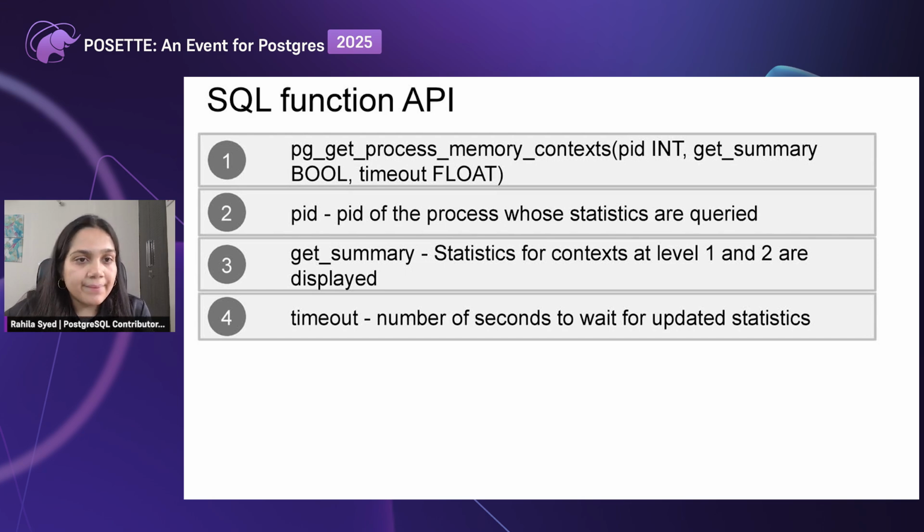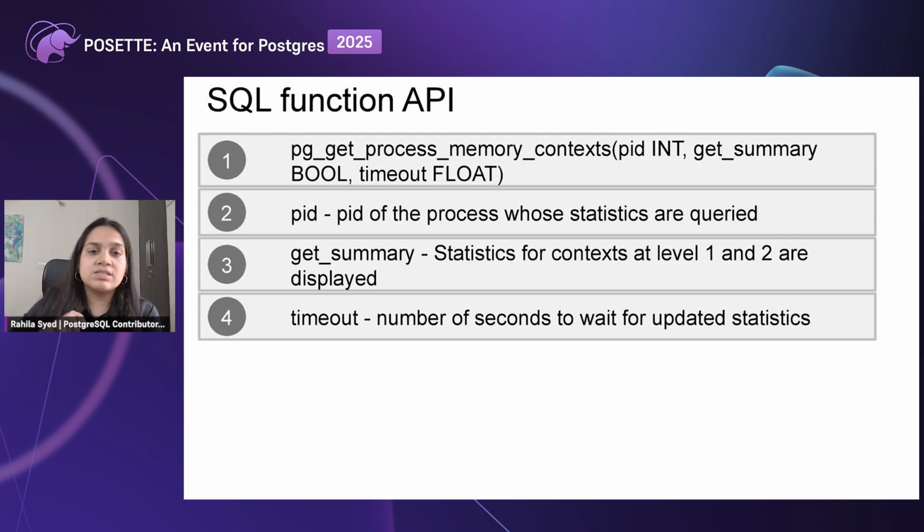Now let's look at the API. The name of the function is pg_get_process_memory_context. It takes as an input the PID of the process for which the memory has to be queried. Get summary gives you the summary of the output, in the sense that it does not display the context statistics of all the contexts, but only the contexts at level 1 and level 2. And all the contexts which are further below level 2 are all summed up in the level 2 output.